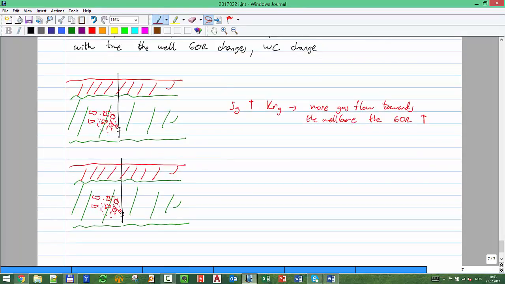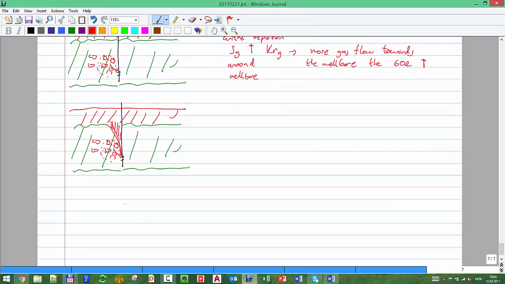So let's add some more. With depletion, the saturation of gas around the wellbore increases. That means that the relative permeability of gas increases around the wellbore, and more gas flows towards the wellbore. So then the GOR increases. And also the same thing if I have coning. For example, if the pressure is so low that the gas cap penetrates and enters into the wellbore, then the GOR will also change. And the same thing will happen if I have an aquifer. The aquifer might also invade into the well.